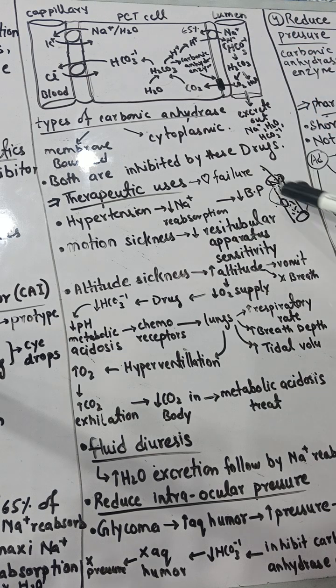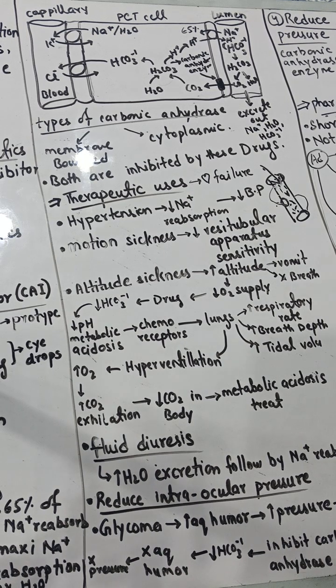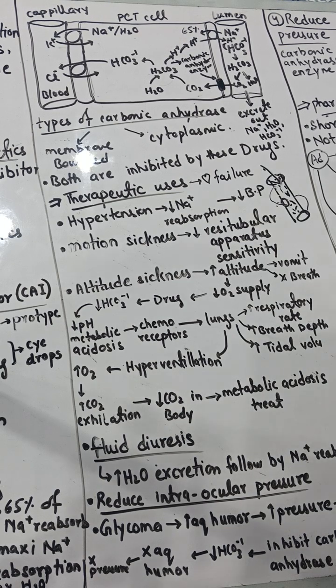As I have said, the bicarbonate is also present in that lumen. So when the hydrogen comes from the bond, it will make an acid which is called carbonic acid, H2CO3. Now carbonic acid is not stable. It dissociates into two parts. The first part is carbon dioxide and the second is water.